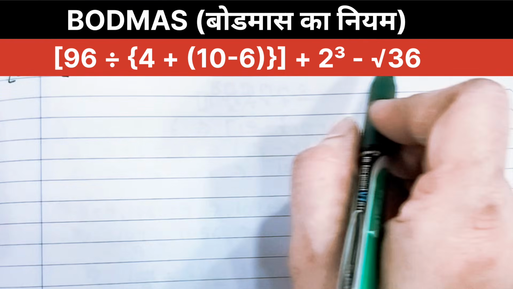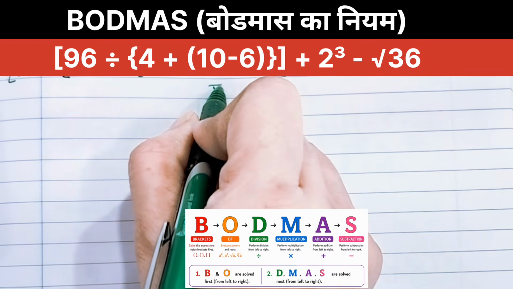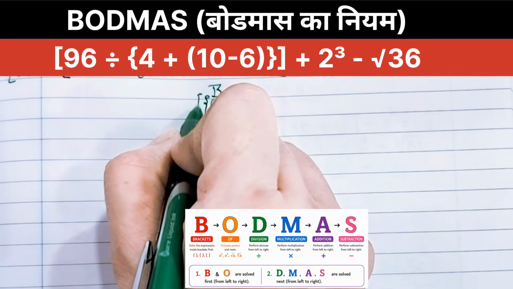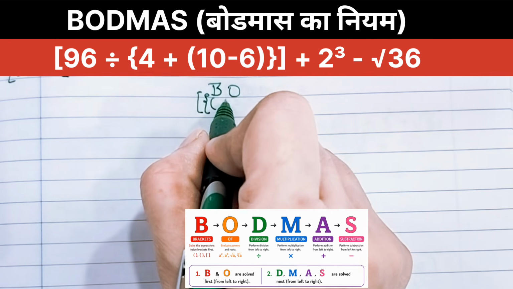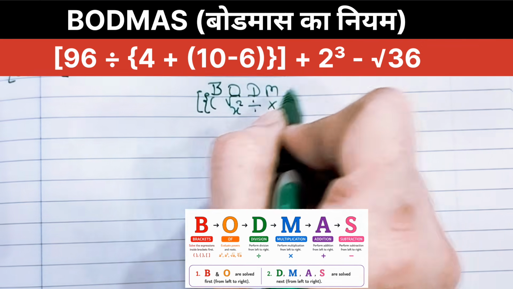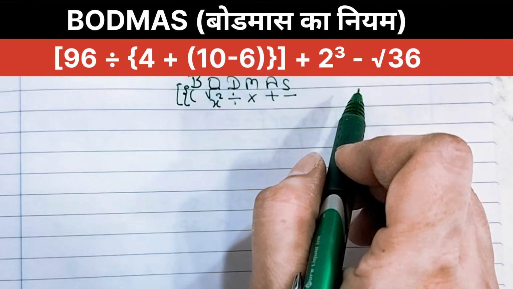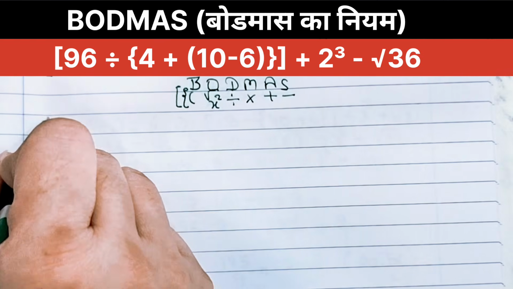Hello friends, now here is the step-by-step simplification of this math problem by using the BODMAS rule. The BODMAS rule says first we solve brackets: small bracket, curly bracket, then square bracket. O stands for "of", which we convert into multiplication, and we solve roots and exponents. D stands for division, M for multiplication, A for addition, S for subtraction. According to this BODMAS sequence, we'll break down this expression with a step-by-step solution.